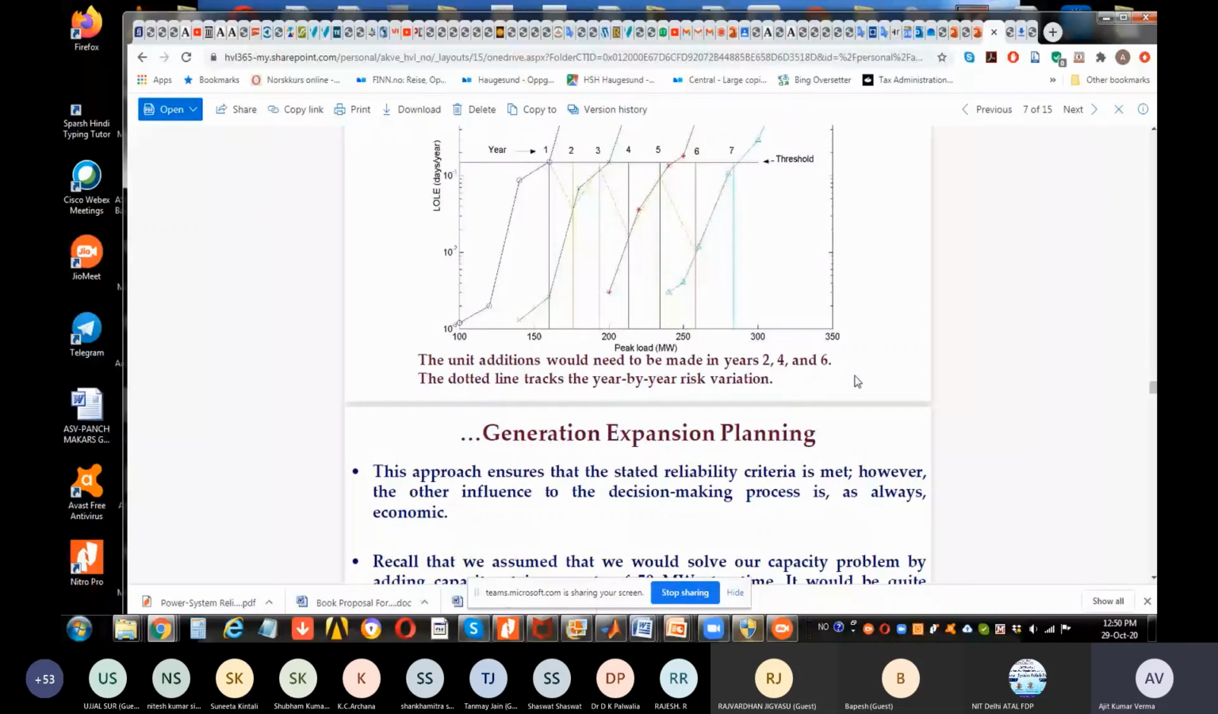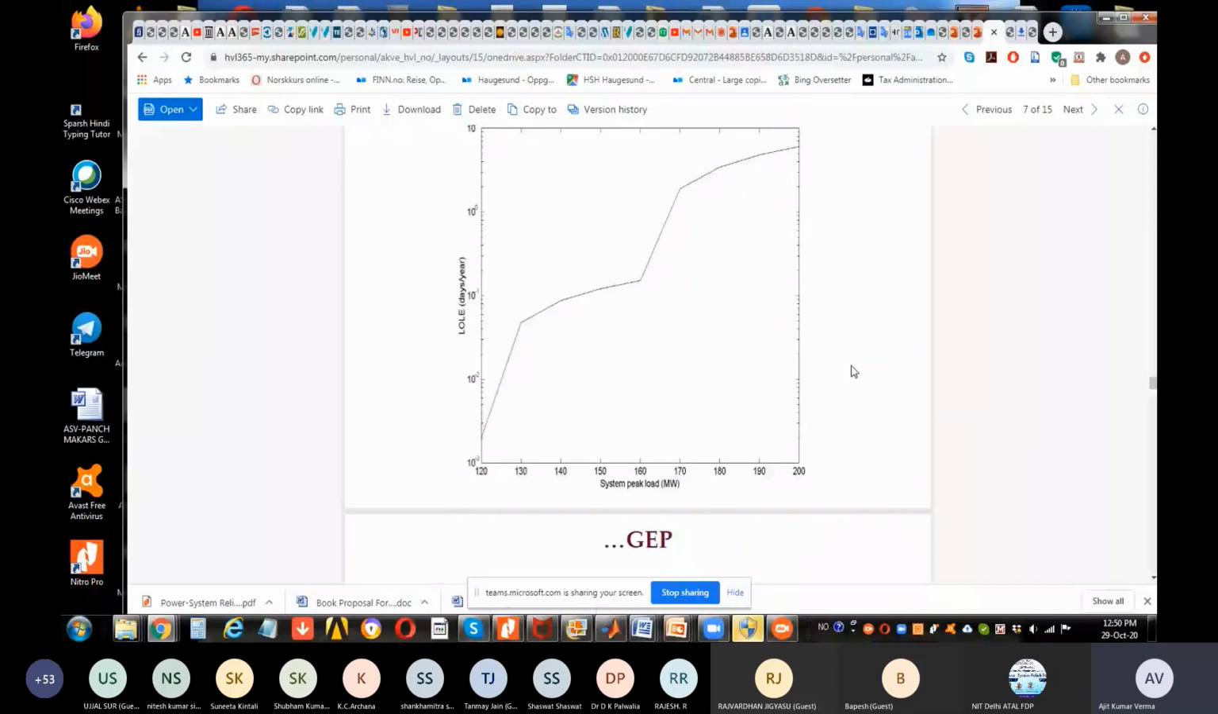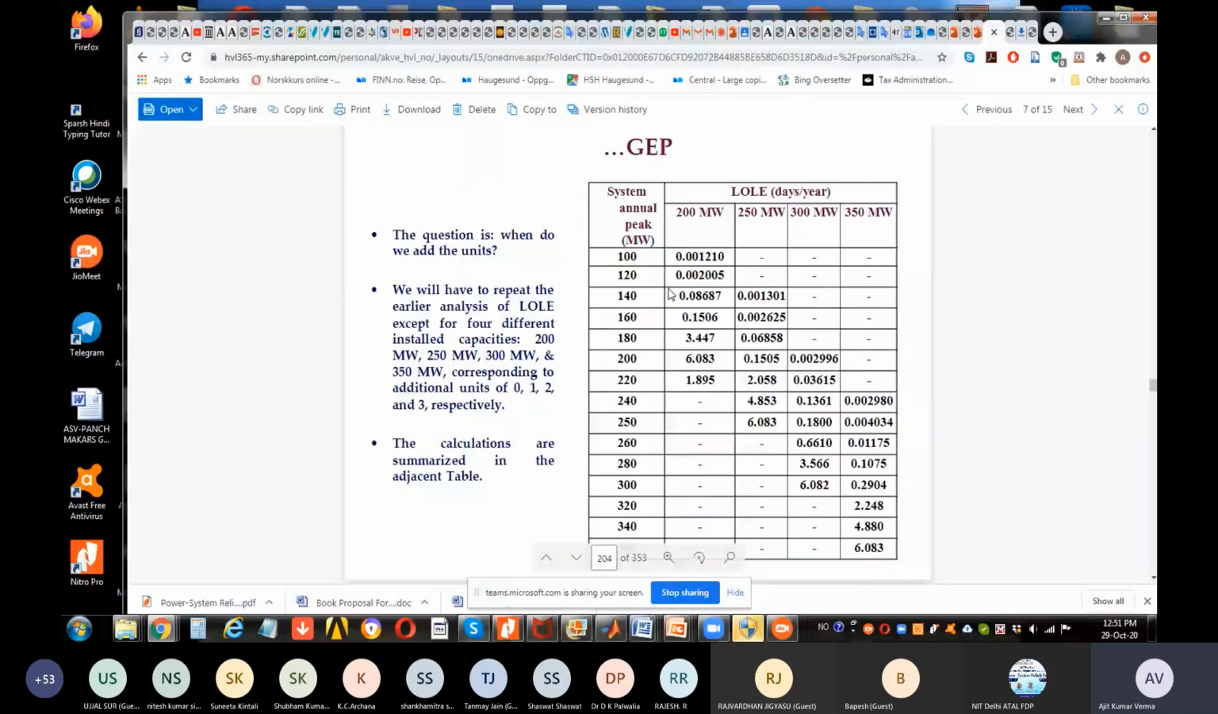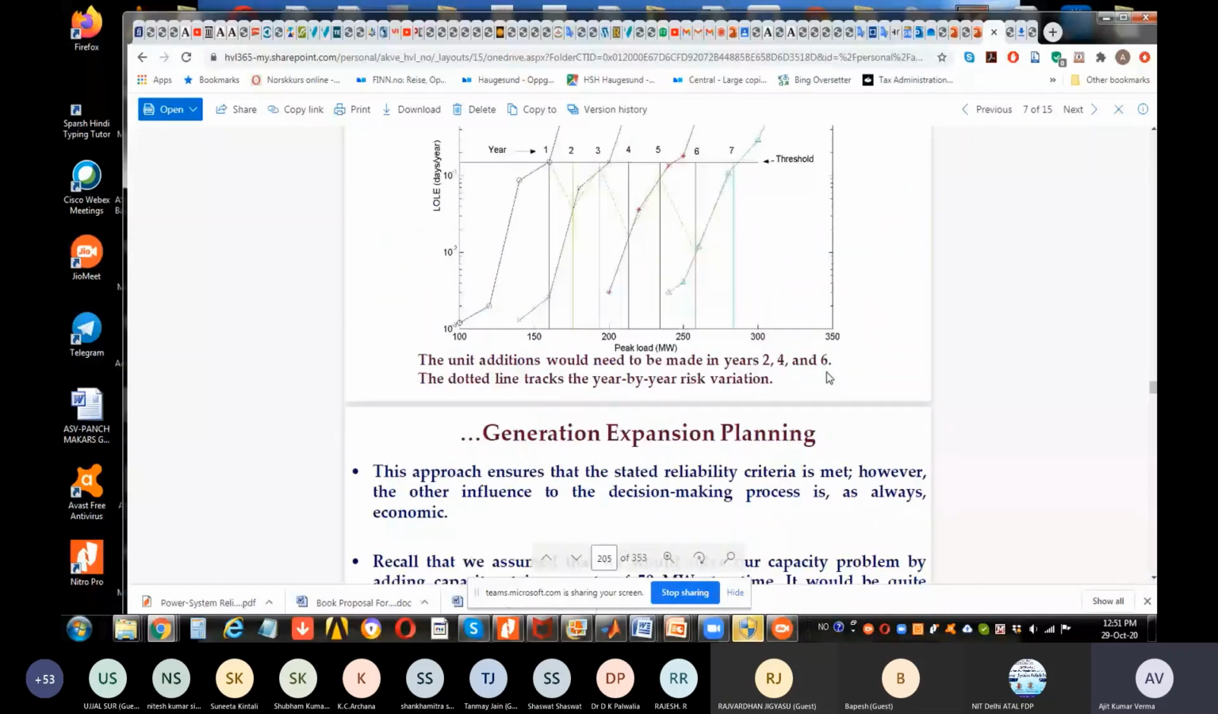We assume that there is a 10% increase in peak load, and therefore the load profile has changed, which brings about a change in the LOLE, which is calculated based on the load profile and the COPT. And therefore, when the risk level increases beyond 0.15, then you keep adding. And then you calculate when it increases beyond 0.15, how many years it takes to come to that point. And therefore, accordingly, you decide when to add the units. So this approach ensures that the stated reliability criteria is met.